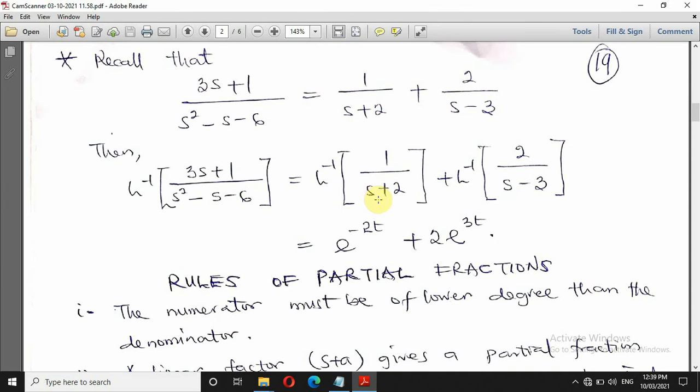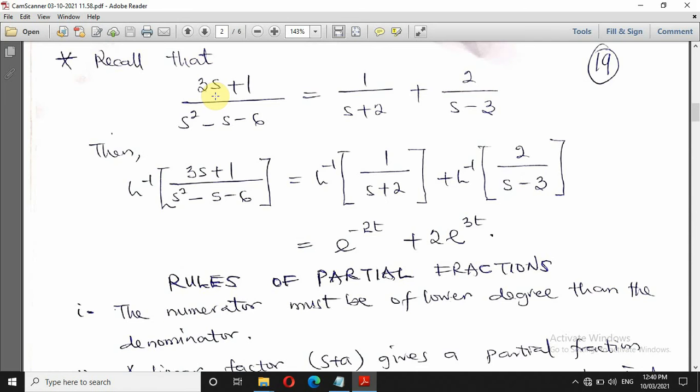So now you can ask: inverse of 1 over x plus 2? That is exponential minus 2t. I think you know that one. It's very simple. And what about 1 over x minus 3? That is exponential 3t. Then you multiply by 2. So you can see now that that's all. So if you are asked to find the Laplace inverse of this, then you think of partial fraction.